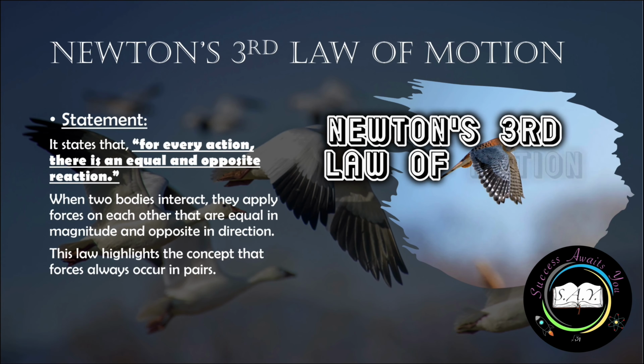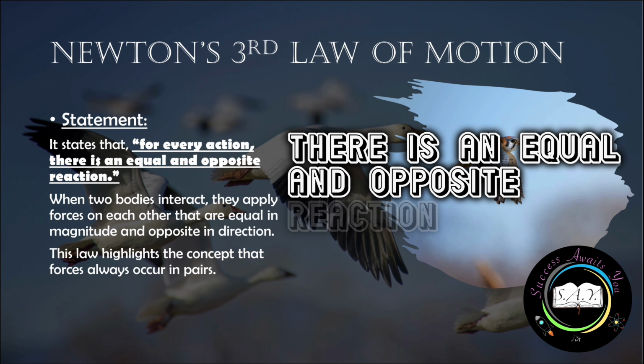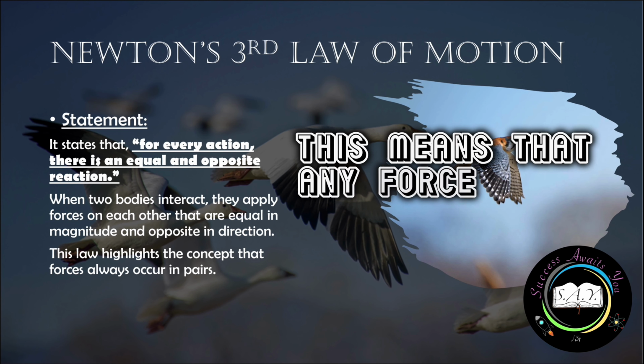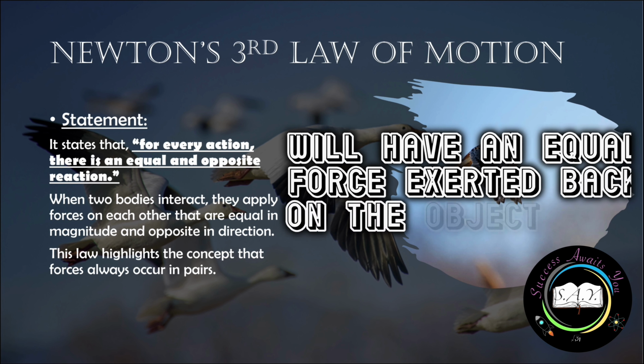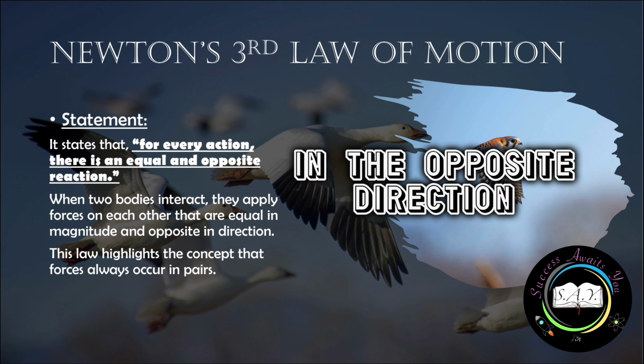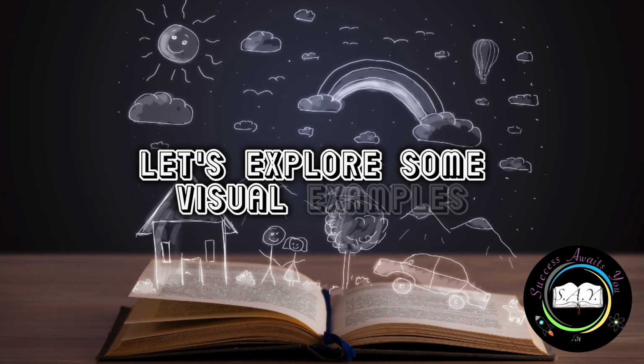Newton's third law of motion states that for every action, there is an equal and opposite reaction. This means that any force exerted on an object will have an equal force exerted back on the object in the opposite direction. To better understand this law, let's explore some visual examples.